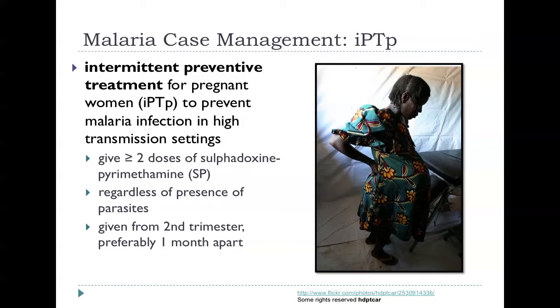Another important aspect of case management is the so-called intermittent preventive treatment for pregnant women. Again, in the malariologist jargon, this is called IPTP. What you do here, in high transmission settings, is pregnant women are given 2 doses of sulfadoxine-pyrimethamine. They don't have to have malaria, they don't have to be shown to have malaria, they just get given this prophylactically from the 2nd trimester onwards, preferably 1 month apart. And the idea is to dampen down the parasite load and prevent the bad sequelae of infection of the placenta, loss of the pregnancy, or damage to the infant such that the infant is very ill at birth.